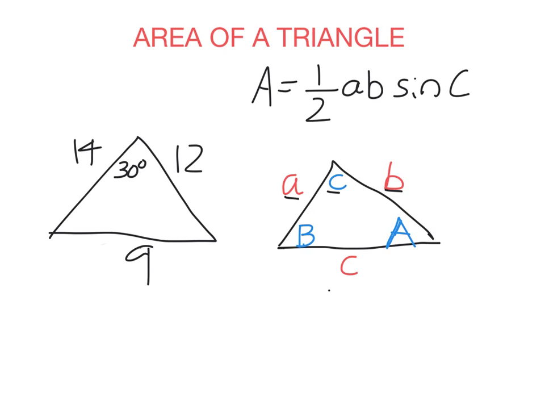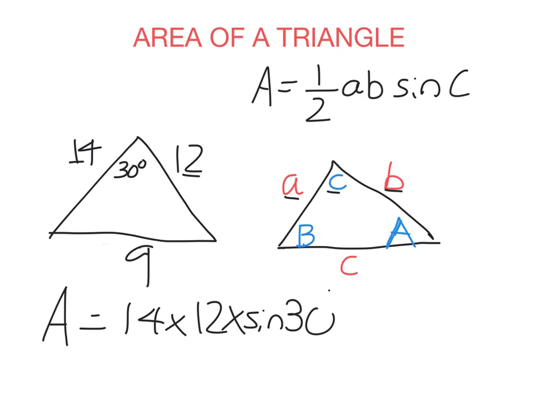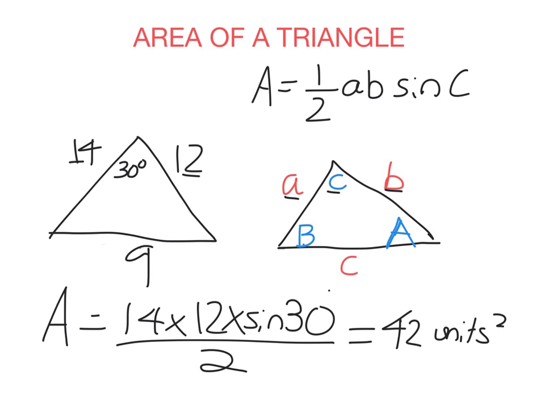Then to find the area of this triangle, I take the two sides that I have, multiply them together, and multiply by the sine of the angle between them. And then, like when I normally find the area of a triangle, I have to divide it by 2. Timesing by half and dividing by 2 is the exact same thing. If you put this in your calculator, and again make sure that your calculator is in degrees, you should get 84 over 2, or 42 units squared. So again, to use this formula, you have to have two sides and the angle between them.